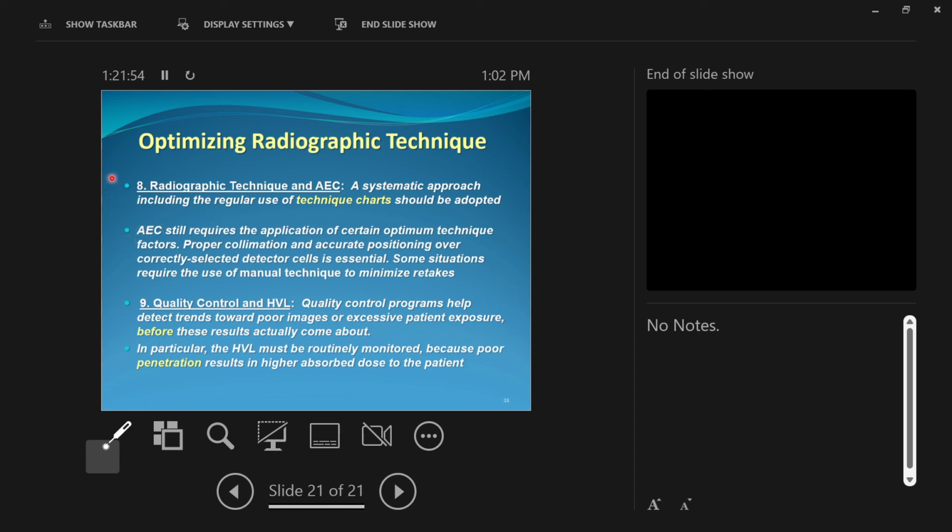So last thing here, quality control and half value layer. I'm not even going to talk about half value layer because it takes too long. Quality control programs will help detect trends toward poor imaging or excessive patient exposure before these results actually come about. Having regular quality control checks on your equipment will make sure your equipment's working right. Having regular quality assurance procedures to make sure your employees are doing the right thing will make sure the right things are being done.